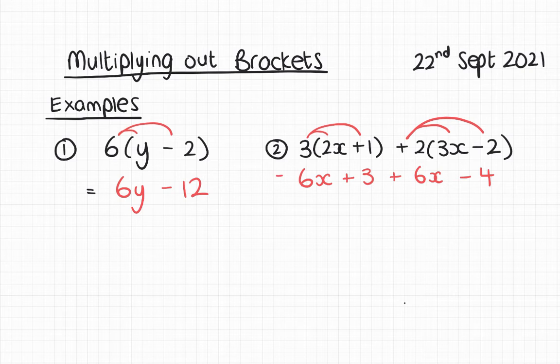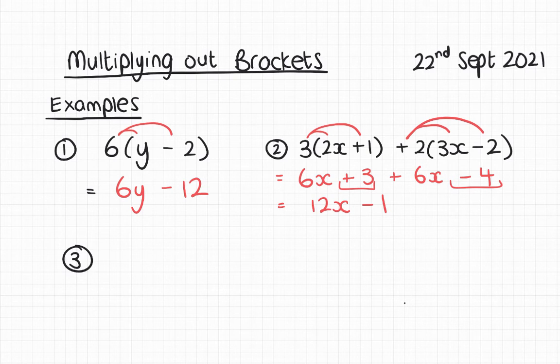And then we need to simplify this one. So we'd have 6x add 6x is 12x. And we've got a positive 3 here, and we're taking away 4. Positive 3 take 4 is minus 1 for that one. And then we made it slightly trickier with the next one.